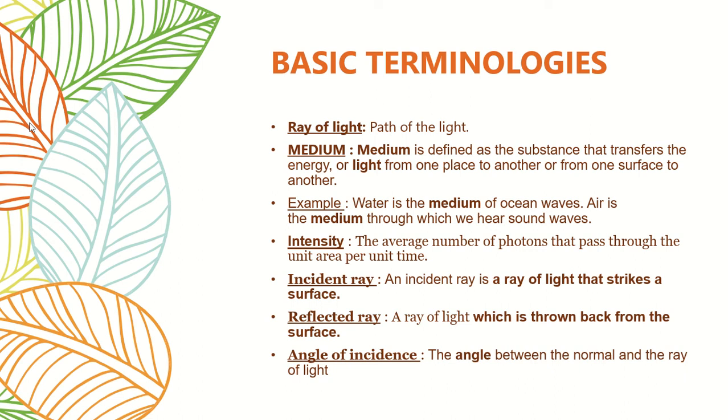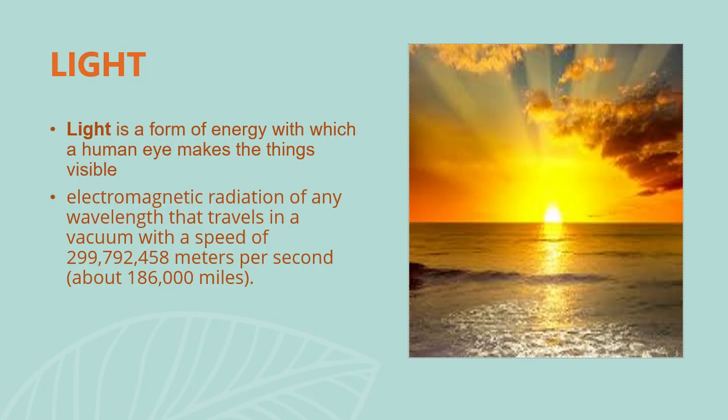Now let us move to the definition of light. Light is a form of energy with which the human eye makes things visible. With the help of light, we can see the things around us. Hence, light is a form of energy.